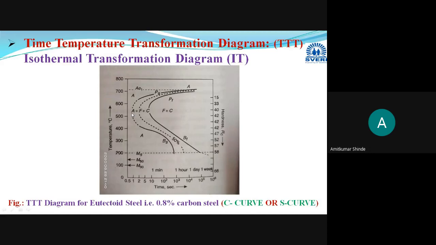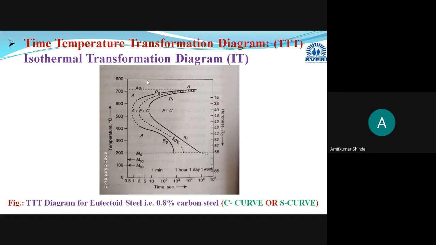Then, how is this TTT diagram obtained practically? Some practical procedure is conducted. Some standard sized steel samples are taken, and all the steel samples are heated in a furnace up to the austenitizing temperature, that is, above this temperature. Equal soaking time is provided for all samples.